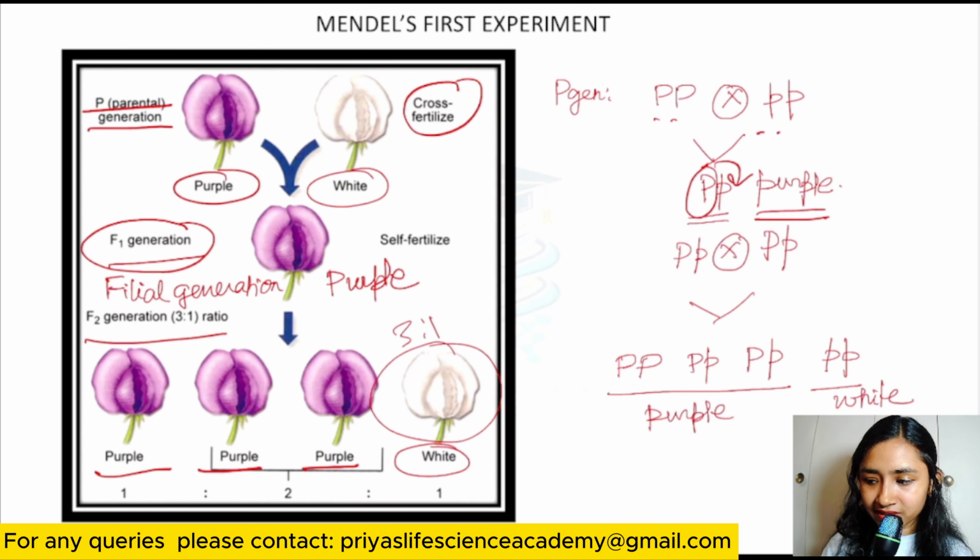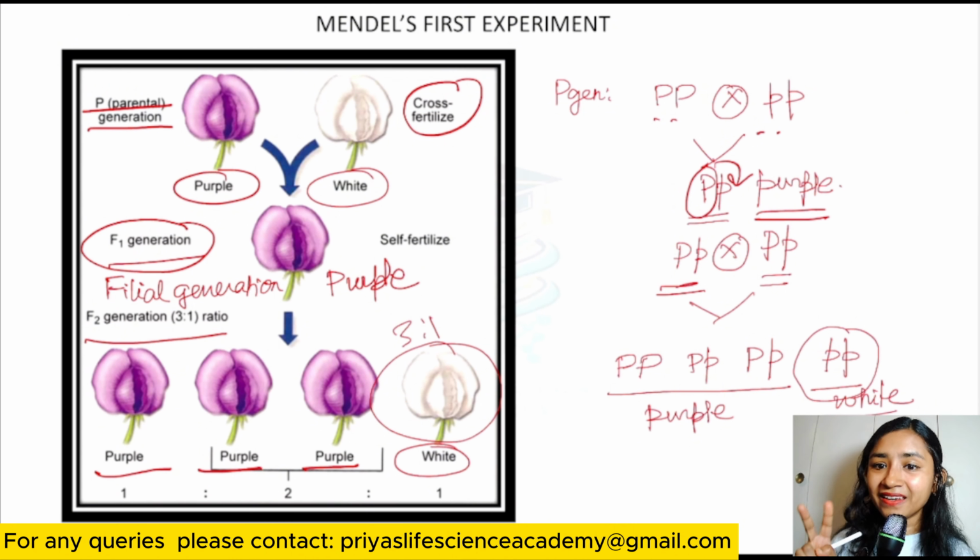And when in the next generation these 2 purple colored flowers are crossed, we are again getting small p, that is the white color flower. He first thought that the small p had vanished, but small p is expressed again when it comes in dual dose. From here, the law of dominance came into play.